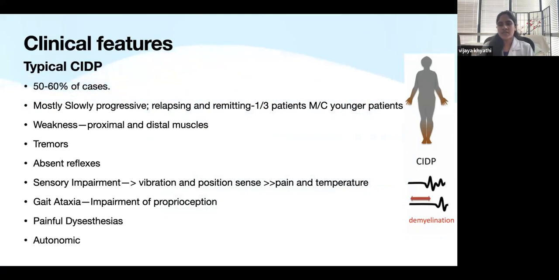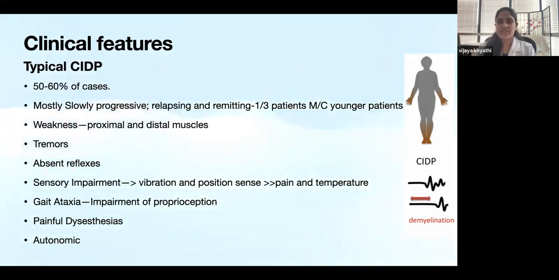Proximal muscle weakness can be characterized by difficulty in walking and difficulty in raising the hands, such as combing hair. Distal muscle weakness is characterized by foot drop, inability to walk, and even difficulty doing fine movements. Tremors are seen in some patients.